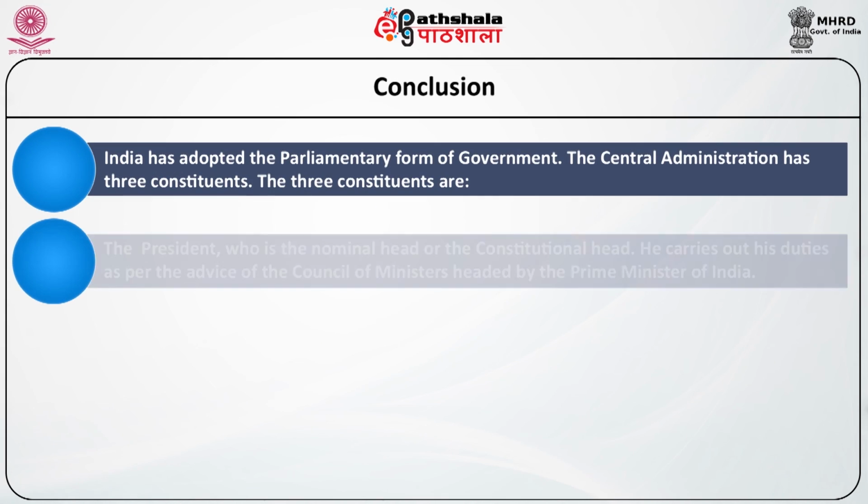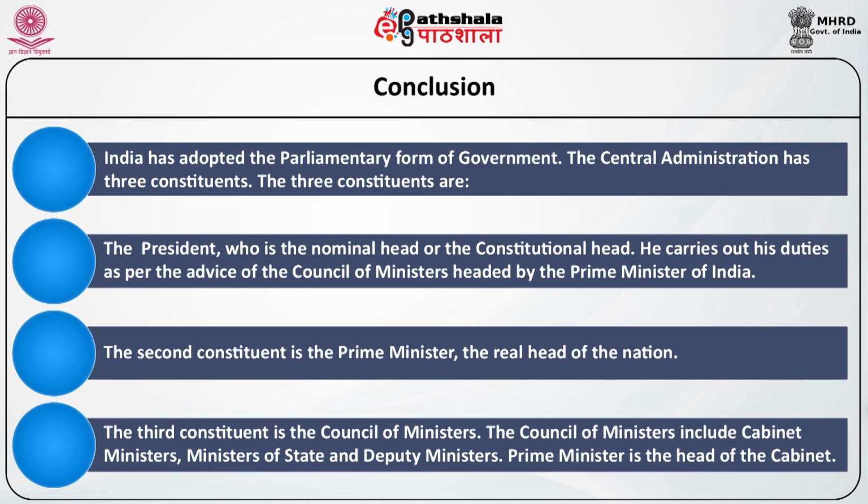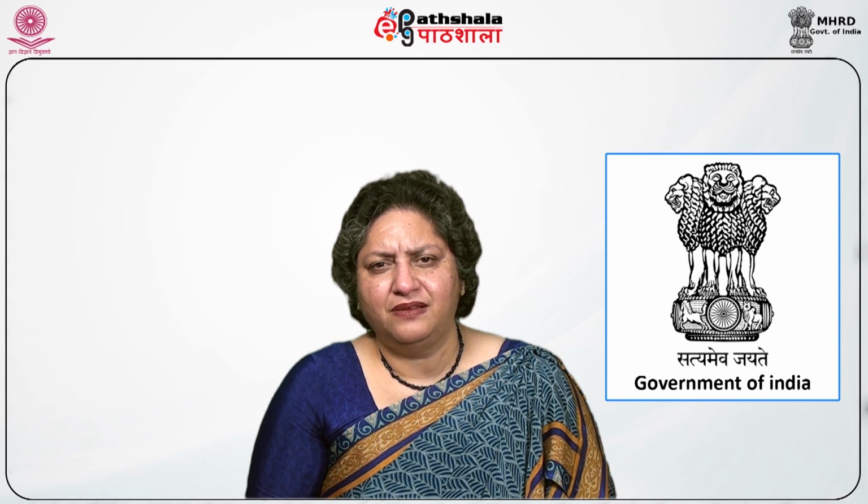Conclusions. What did we study? We studied that the central administration consists of three main constituents. The President of India, who is a constitutional head or a nominal head. The Prime Minister of India, who is the real head of the country. And the Council of Ministers, including the Cabinet, the Minister of State, and the Deputy Ministers. These three constituents help in running the central government in a smooth manner.